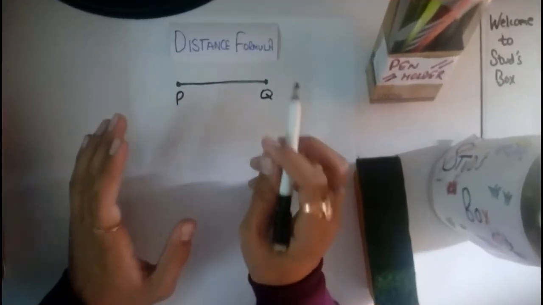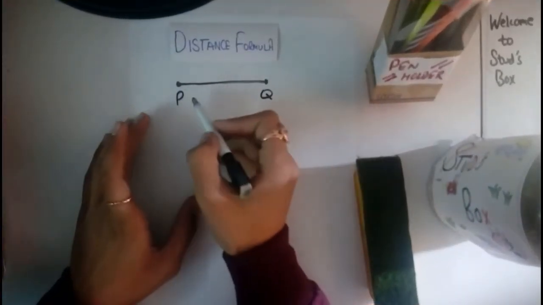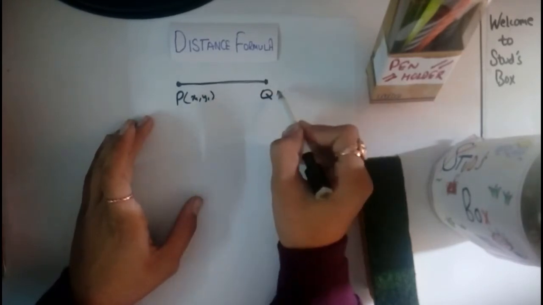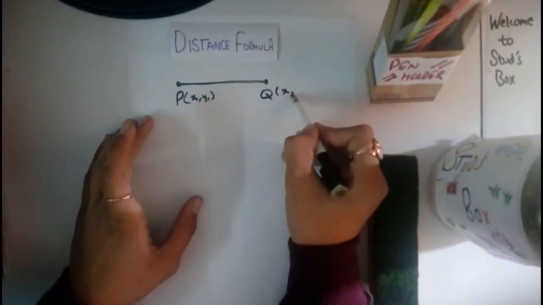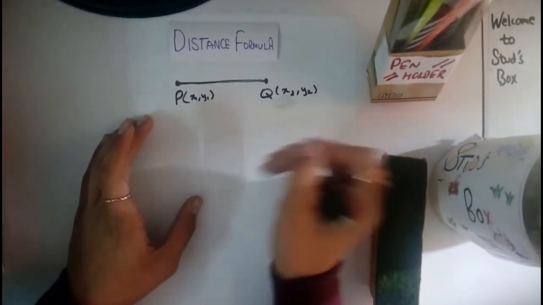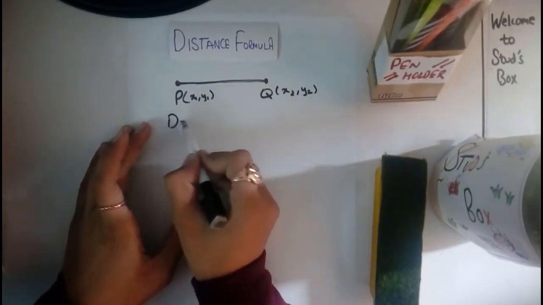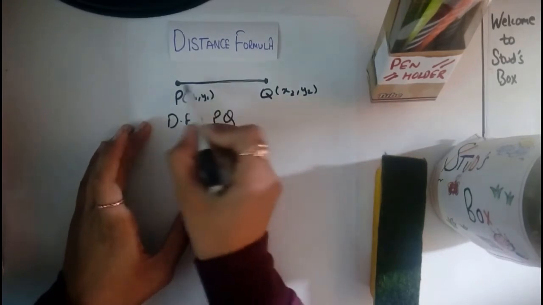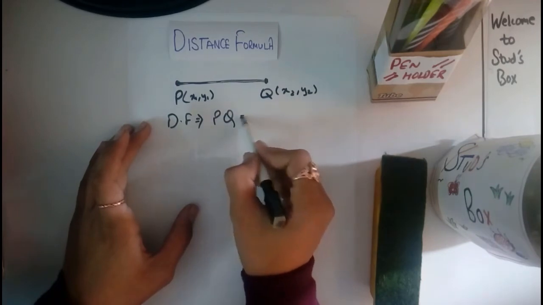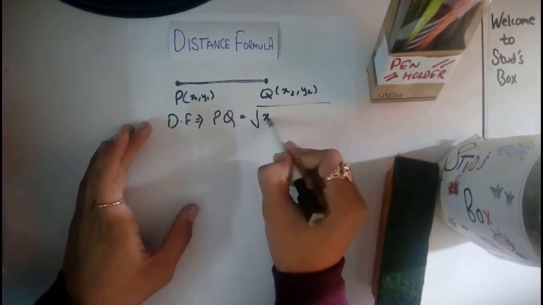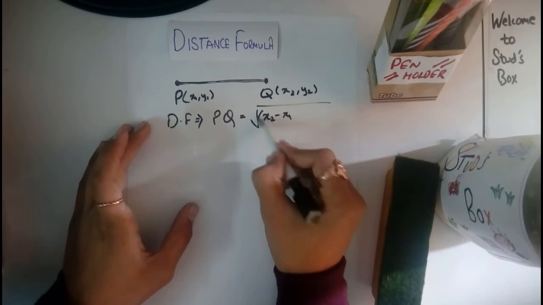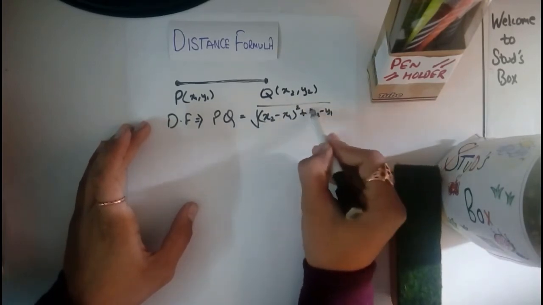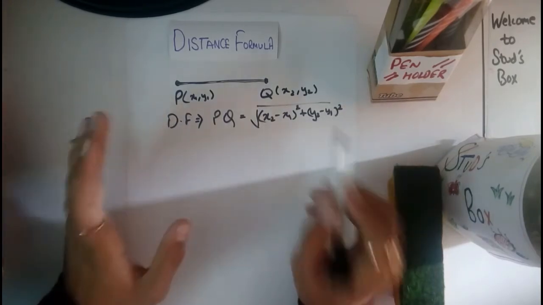Distance formula is only applicable if the coordinates of 2 points are given. For example, x1, y1 and coordinates of Q is x2, y2. So according to the distance formula, this distance PQ will be equal to root of (x2 minus x1) whole square plus (y2 minus y1) whole square. Okay.